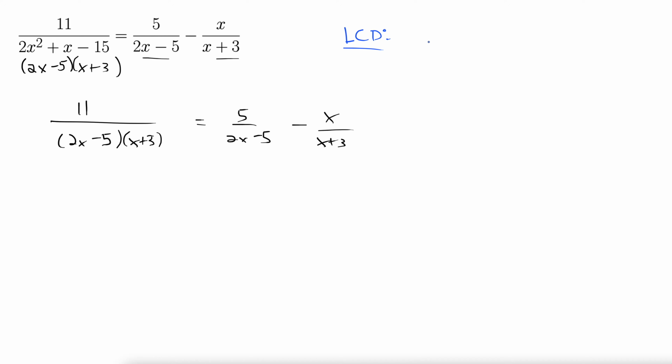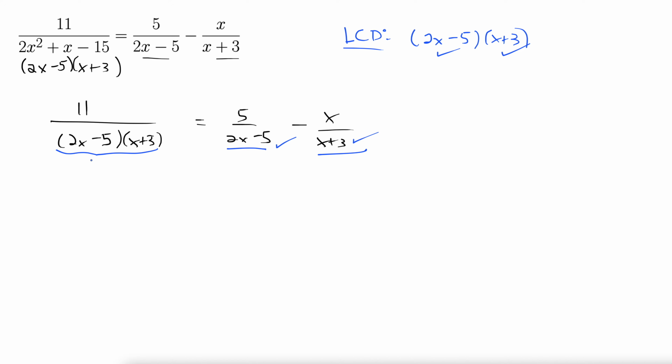The way you find the LCD is you start with the first one: 2x minus 5, x plus 3. Then you go to the next one and ask, what do I need to add into the LCD to make sure that this denominator is included? Well, it's already in there. 2x minus 5 is included. Then you move on to the next denominator and ask what I have to add to my LCD to make sure that's included. Well, x plus 3 is already in there, so that's good to go. And we have our LCD, 2x minus 5 times x plus 3.